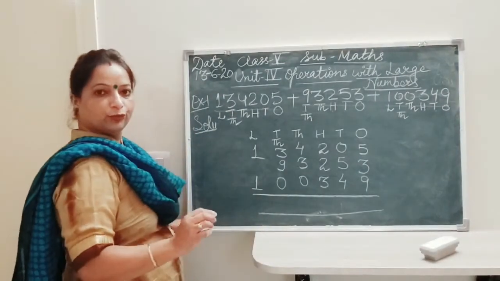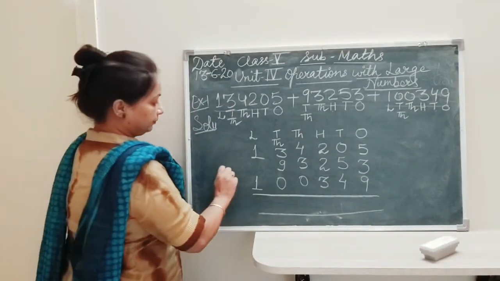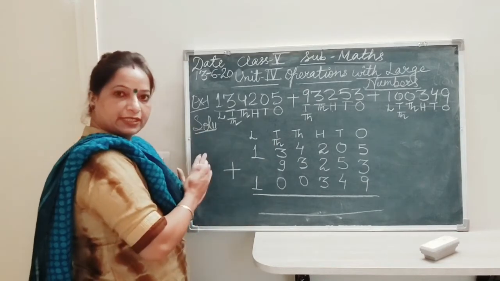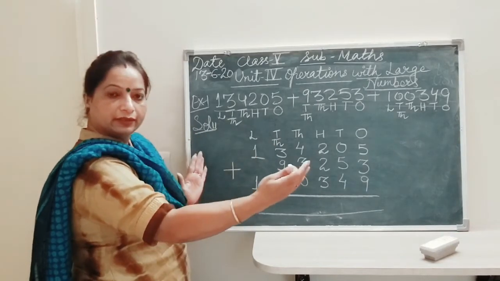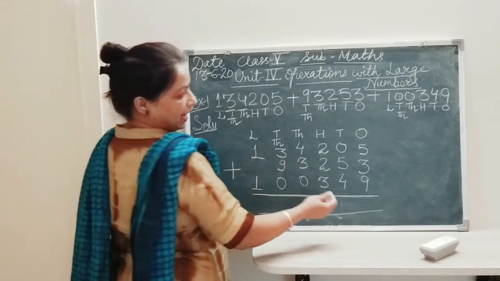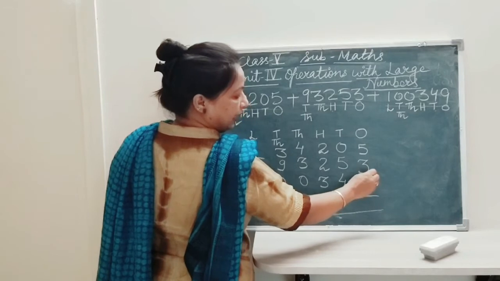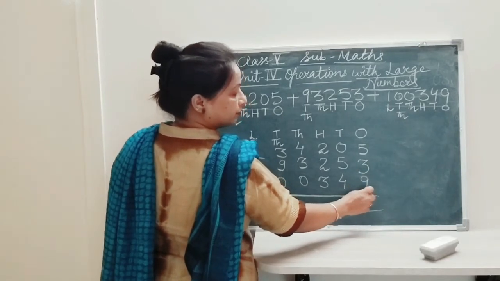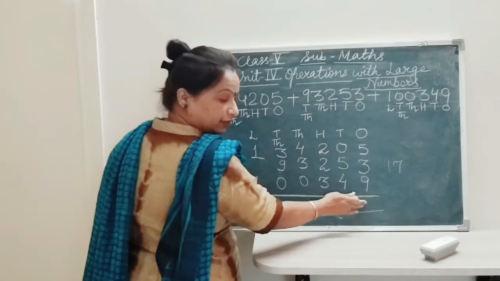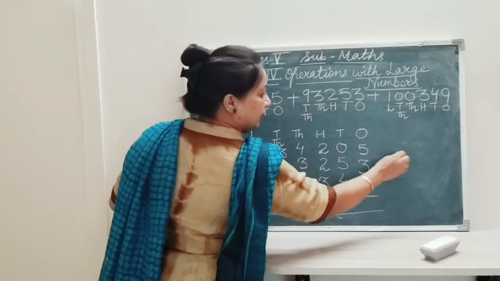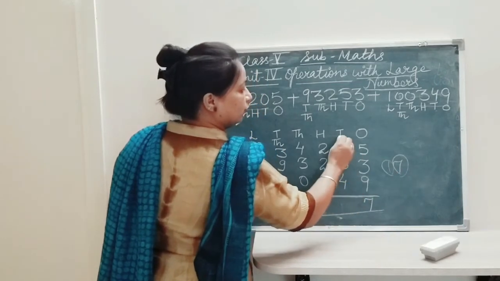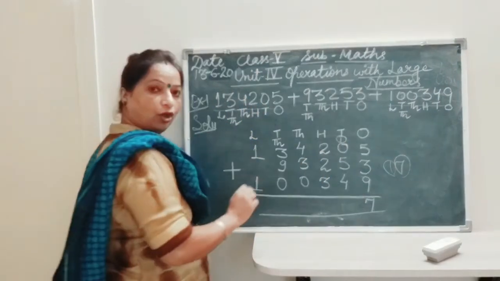Now what we are going to do, we are going to add them. I told you earlier also, we are not going to start from the left hand side, we are going to start it from the right hand side. Extreme right, that is from ones. So let's add it. 5 plus 3, 8. 8 plus 9, 17. This 17 we are not going to write here. Okay, we are going to write only 7. 7 we are going to write over here, and this one will carry over in the next column.